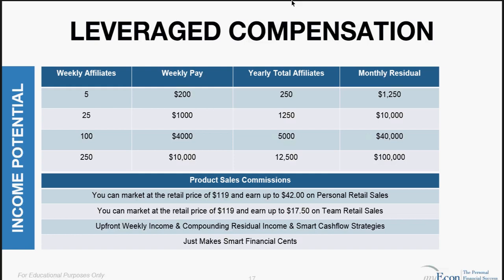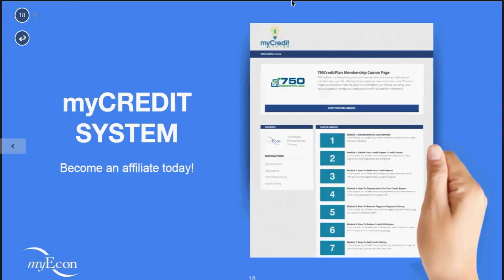And you can market the Smart Credit System or the My Credit System for $99. I know this has $119, but at the time of this recording, $99, and you can earn up to $42 on the personal retail sales off of this alone, and $17.50 on team retail sales. So you're never not getting paid off of the work that you either done directly or indirectly. So upfront weekly income and compounded residual income plus the smart cash flow strategy just make smart financial sense. And that's what we're all about, making sense.